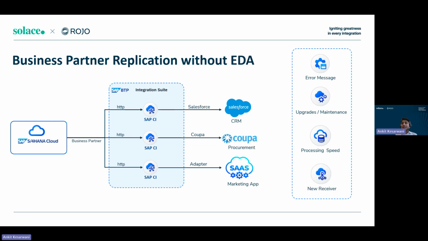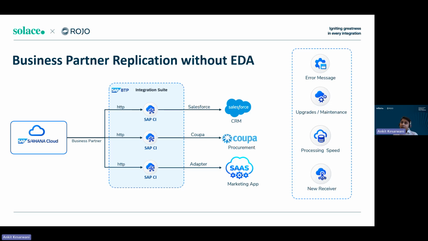The last one is how agile we are in terms of adding a new receiver. If the same data is needed by a new receiver, then how easily can we set up this interface? In this scenario, it's almost like a new interface from S4HANA in CI. So we have to do the settings in S4HANA, do the development in CI, and then we can have the interface, right? So this is the conventional way of integration.